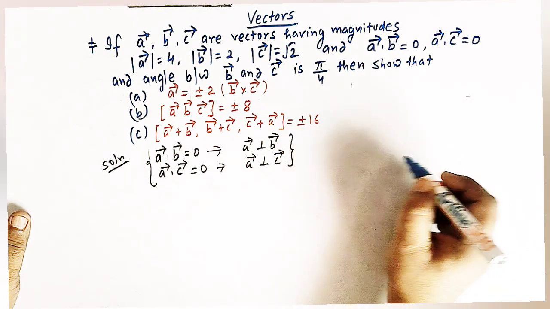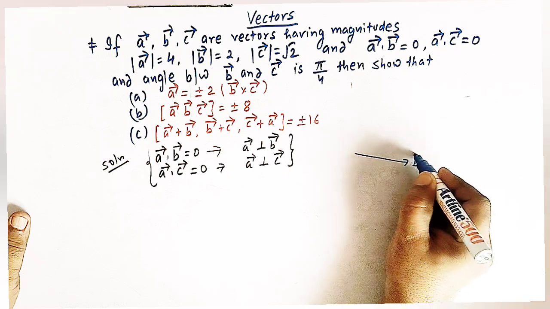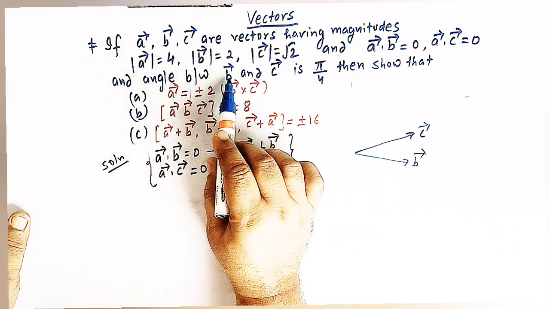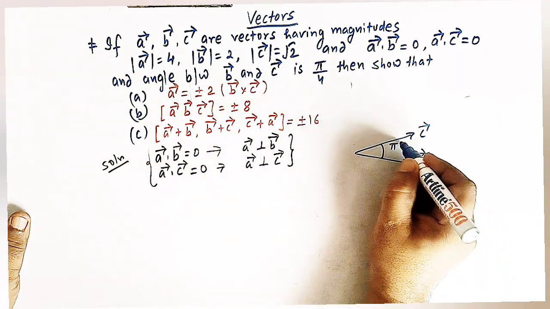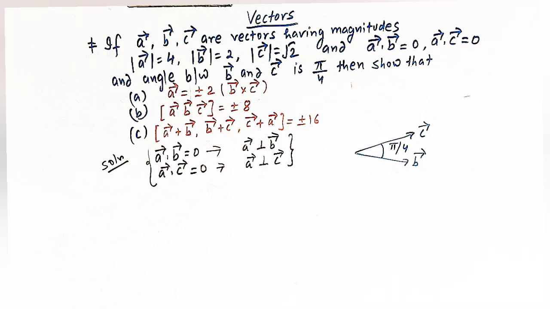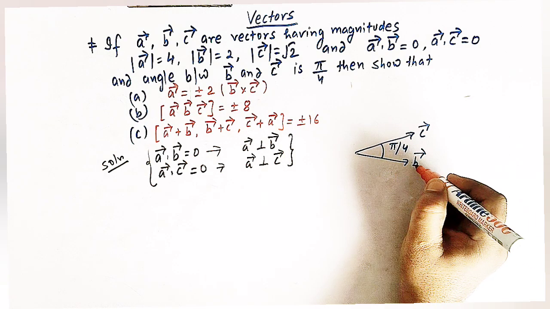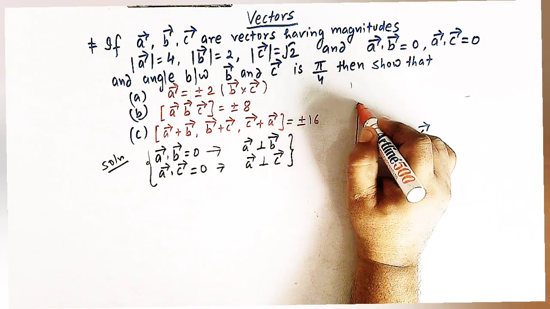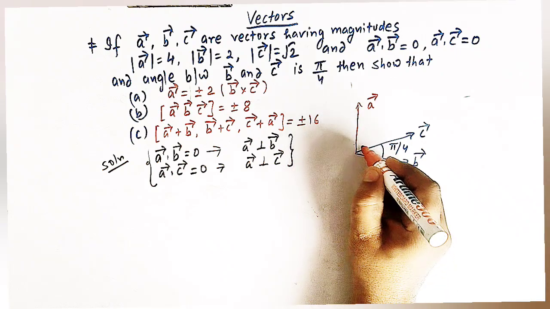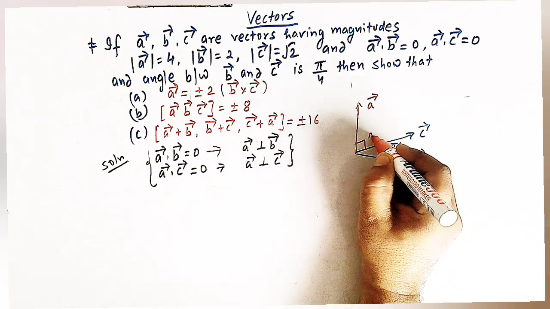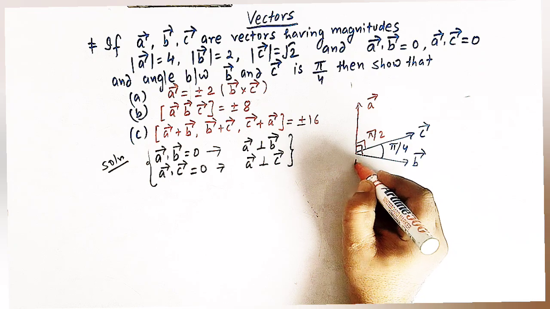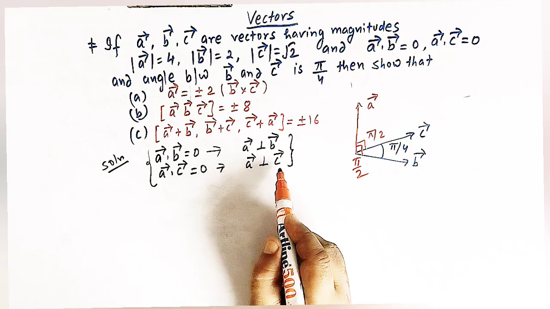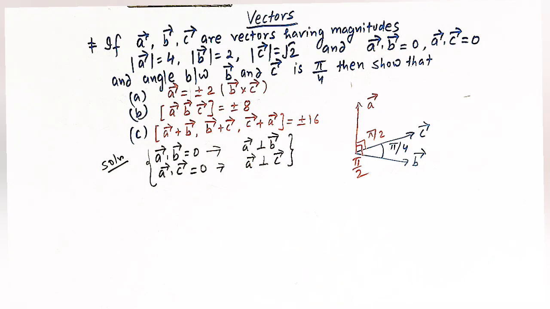So now let us draw the vector B like this, and vector C like this, right? And the angle between the vectors B and vector C is given to be pi by 4. Now vector A is perpendicular to both these vectors, vector B and C. So let us draw the vector A like this. So this is a rough diagram, and here this is 90 degrees, and this angle is also 90 degrees, right? So here A is perpendicular to B and A is also perpendicular to vector C.